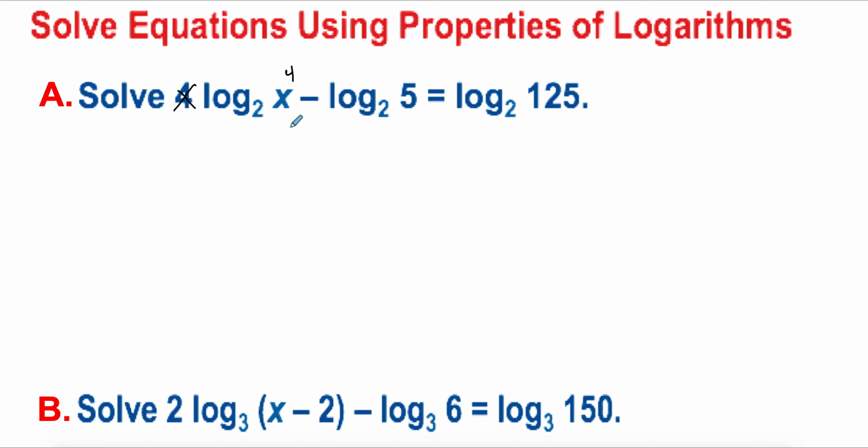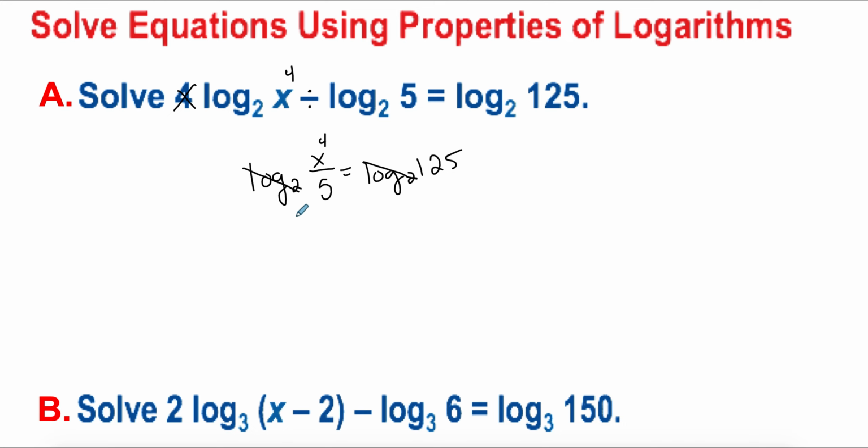And then we have to think about the properties that we use. So remember, this minus is like a division. So we can put the x and the 5 together like so: x to the 4th over 5. And then we have log base 2 of 125. Okay? When we do this, if we have the same log on both sides, this is similar to our properties where you have the same base on both sides. We can cross those off.